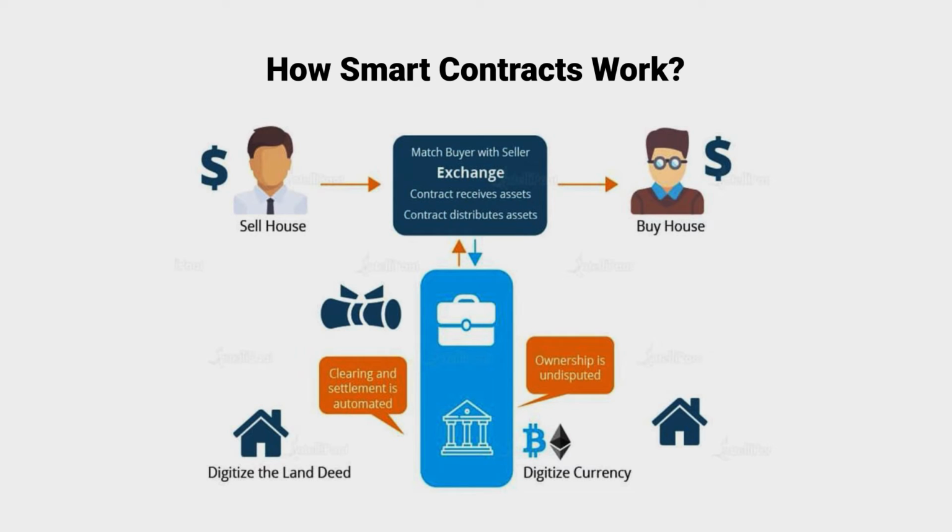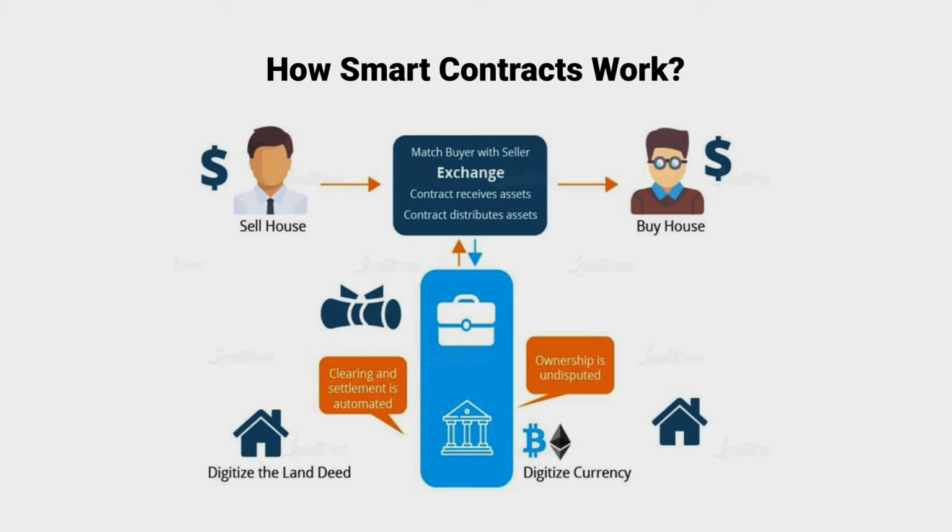Here one person wants to sell a house and the other person wants to buy the house. So in order to eliminate all the intermediaries, these two persons come into a contract called a smart contract. The contract matches buyer with seller, receives the assets, and distributes the assets. You can see here that clearing and settlement is automated.